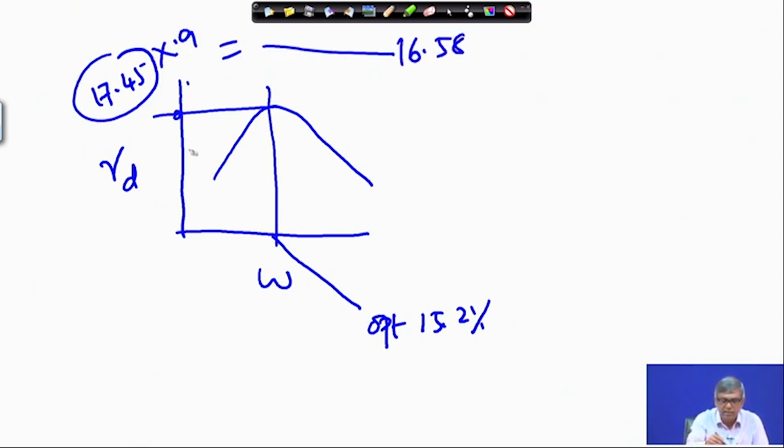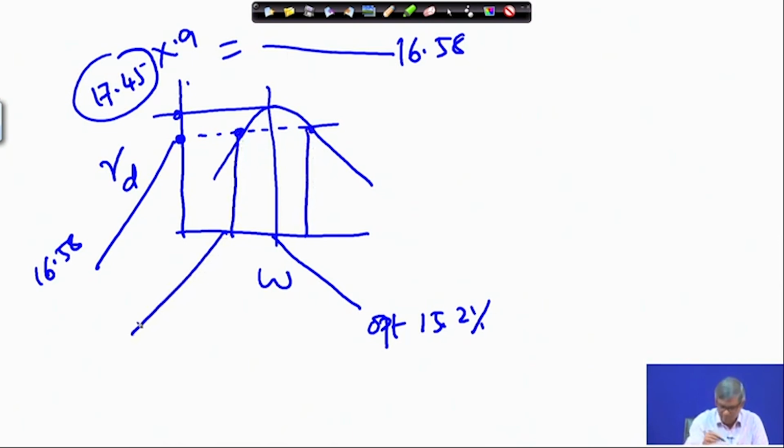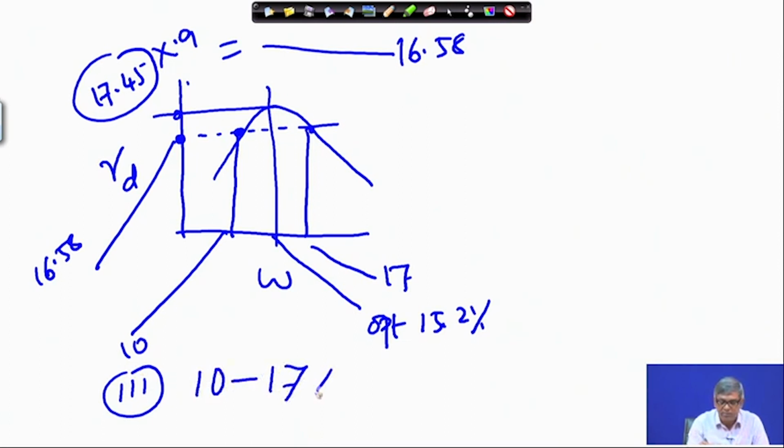And that 16.58 is suppose this one, and if I draw a horizontal line, then you get two moisture contents, this and this. This one is around 10 and this is around 17. So that means the answer to the third question is that you have to add 10 to 17% water to achieve that much, the required density.